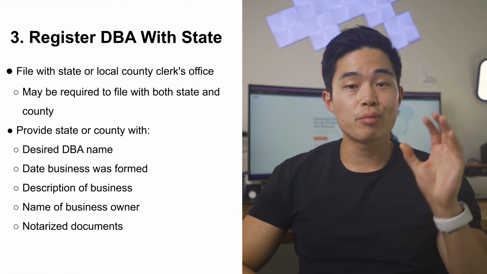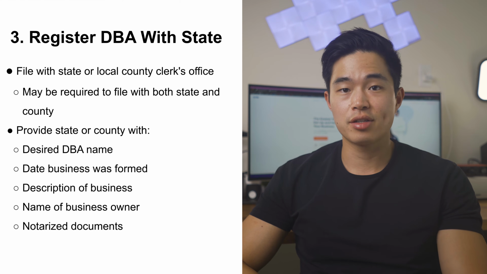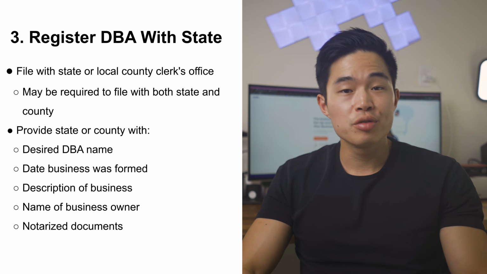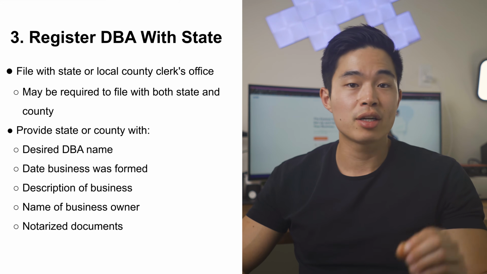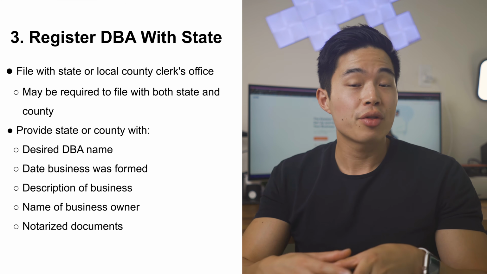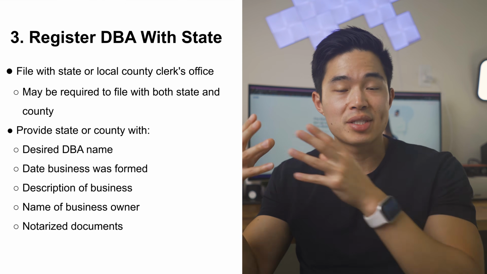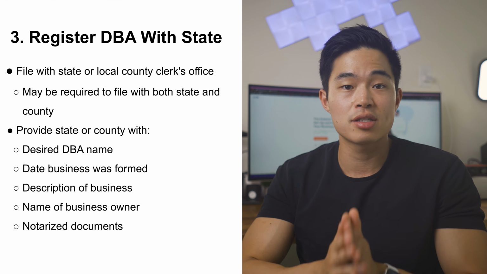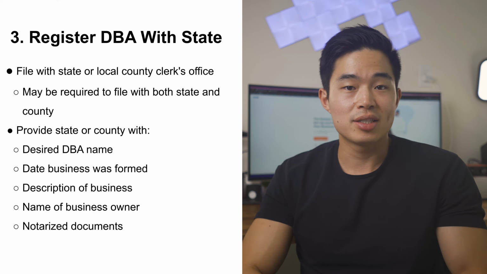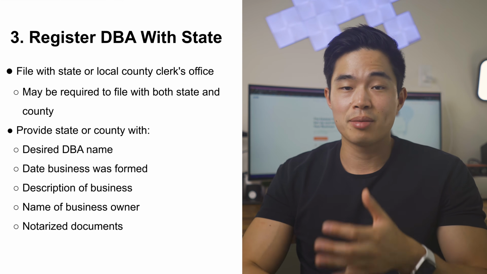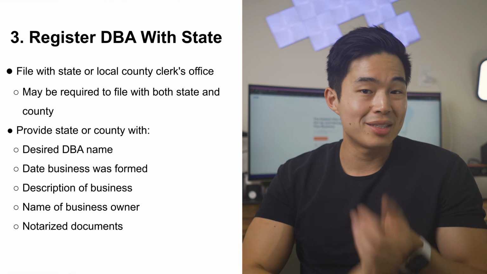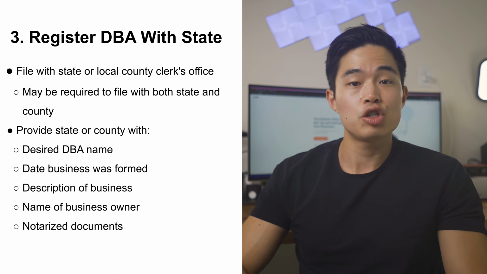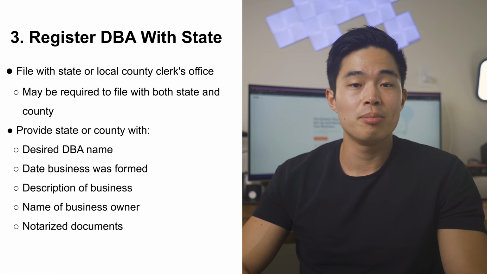Step 3 is you're going to register your DBA with the state. So when it's time to register your DBA, you'll want to double check if you're supposed to file with the state or local county clerk's office. There's also a few states out there that require you to file with both the state and the county. You'll want to make sure that you have the following information to provide the state or county with before filing. This includes the desired DBA name, date the business was formed, description of the business, name of the business owner, and a signature from a notary to make sure that the information has been confirmed by a third party.